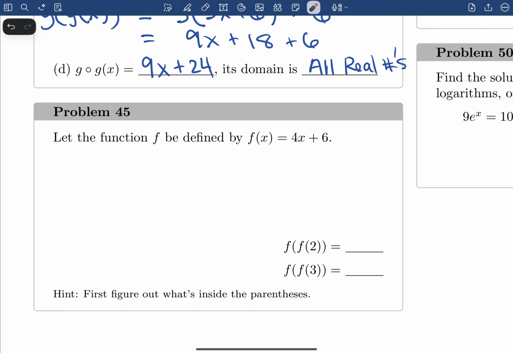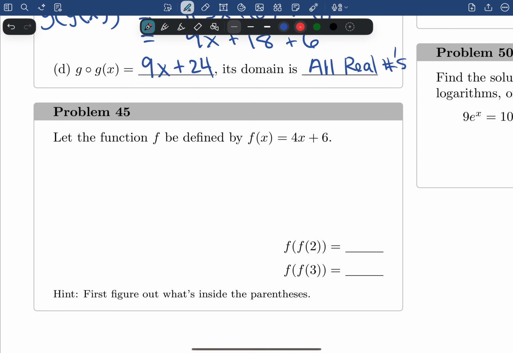And I want to find f of 2. So I go up to my function and I ask, hey, what's f of 2? And that's equal to 4 times 2 plus 6, because I'm just inputting 2 into the function. And 4 times 2 is 8, and adding 6 on, I get 14. Okay, so I just found out f of 2 is 14.